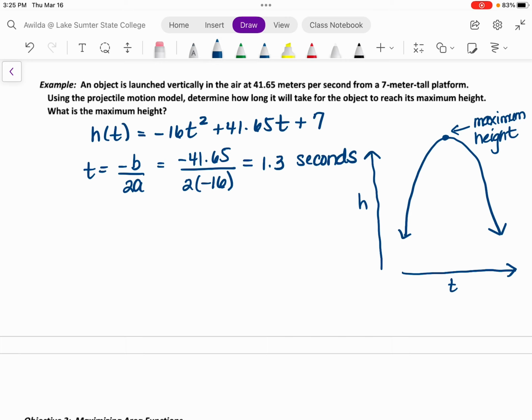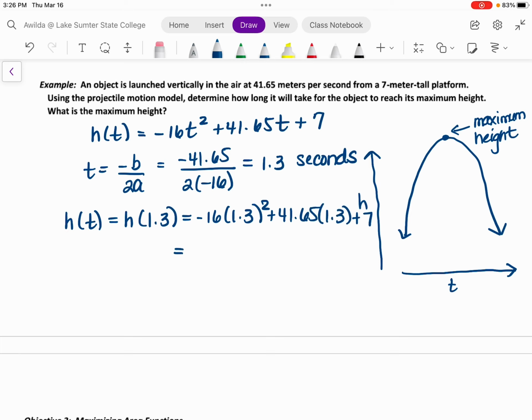Now the maximum height will be determined by h of t, where t now we know is 1.3. So let's substitute that in. All right, let's see what we get. 1.3 squared times 16 is about negative 27. It is a decimal, but I'm going to round here to negative 27.